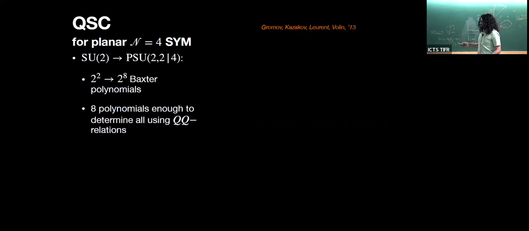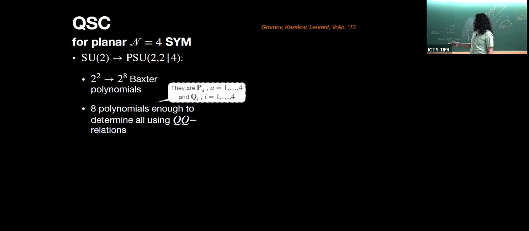Again, the Wronskian relation is a special case of a QQ relation, but there are many, many more QQ relations for PSU(2,2|4), and actually you don't need 2 to the 8 Baxter polynomials. All you need are 8 polynomials called P_A and Q_I, and these are sufficient to determine all 256.